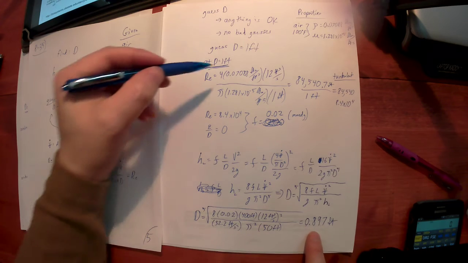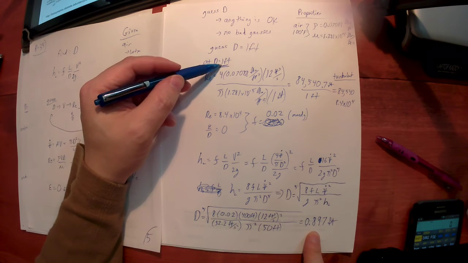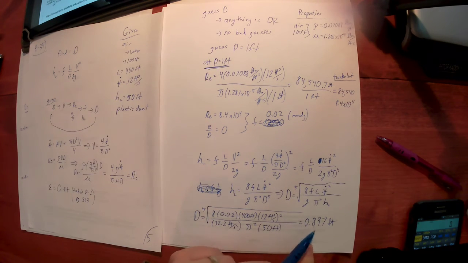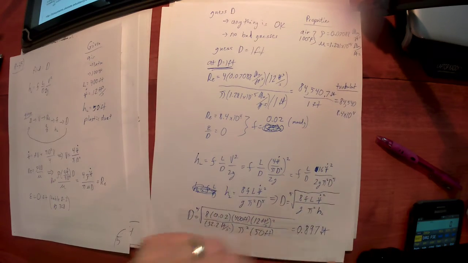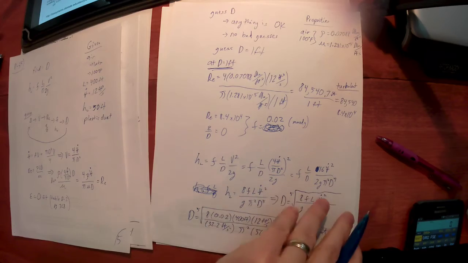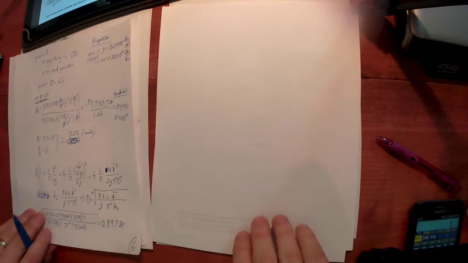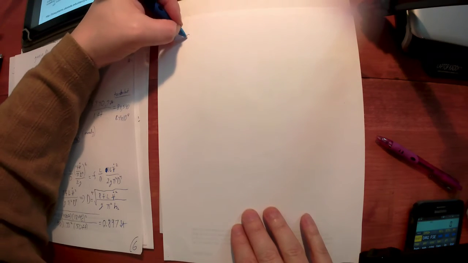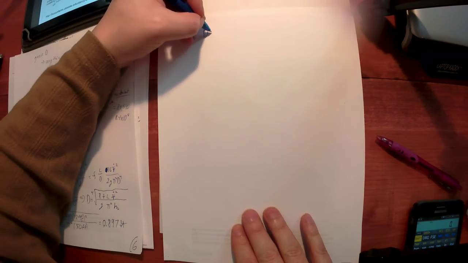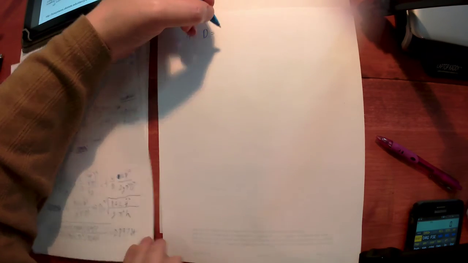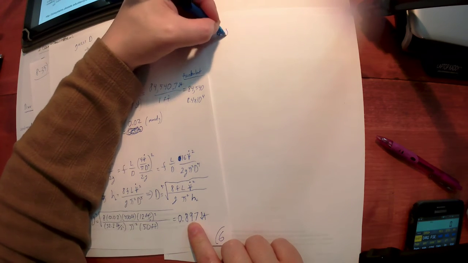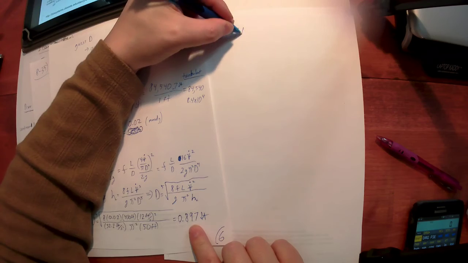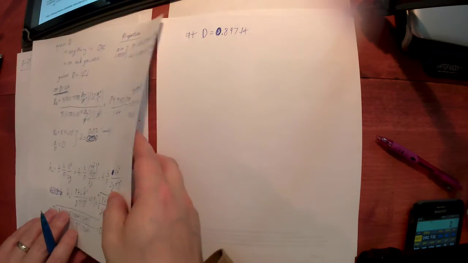So this was not a great guess. It was an okay guess, but it was not a great guess. This is a much better guess. So let's go back through the loop. This is page 6 of today's lecture. Let's go back through the loop with this new value. So a better guess for diameter now would be this 0.897 feet.